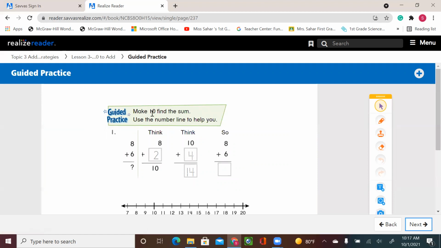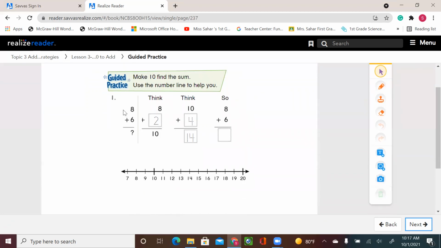All right, make 10, find the sum. Use the number line to help you. So we have the number line here. My problem is 8 plus 6. Now I'm thinking, what number is closer to 10?